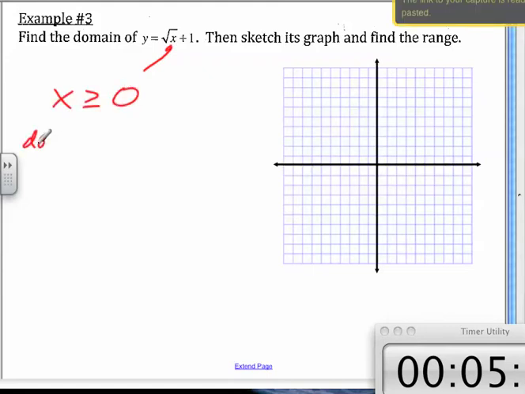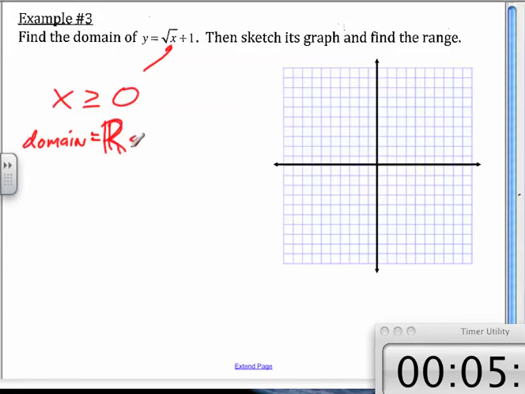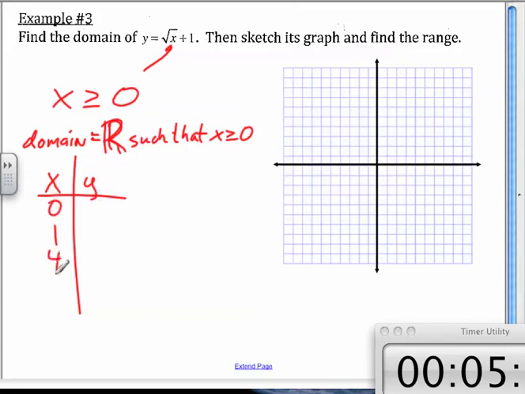So when I write the domain, I'm going to say that the domain is all real numbers such that x is greater than or equal to 0. That's the domain. That's what the x's can be. So when I get my table of values and I'm starting to choose my x's, I'm surely not going to choose -2 because x's have to be greater than or equal to 0. So I'm going to choose 0, 1, 4, 9, just because those are perfect squares, and I'm plugging them into this function.